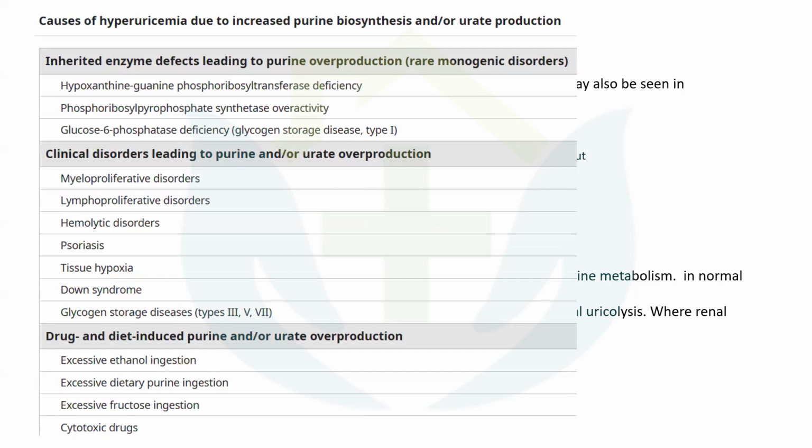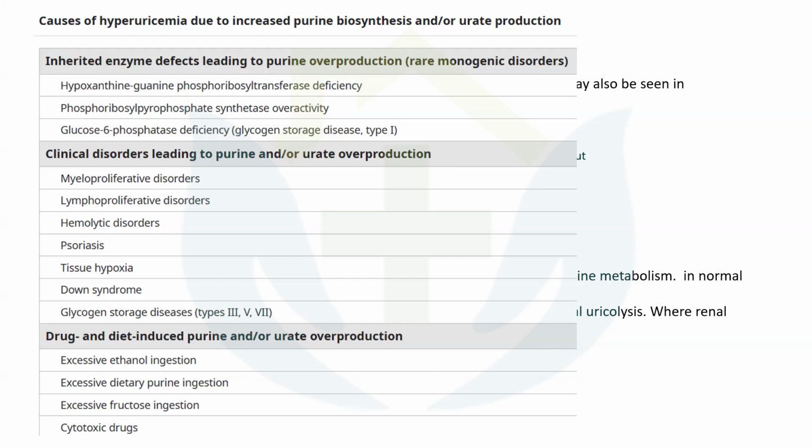In this slide, we can see the causes of overproduction in hyperuricemia. There is an inherited enzyme defect, hypoxanthine guanine phosphoribosyl transferase deficiency, HGPRT. This is a genetic, inherited cause, also called Lesch-Nyhan syndrome. This sometimes comes as a question. This is mostly a genetic cause, but these are very rare. There are some other enzymes too, but this is the most common enzyme problem related to hyperuricemia.